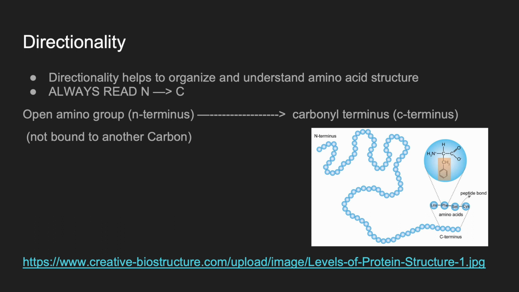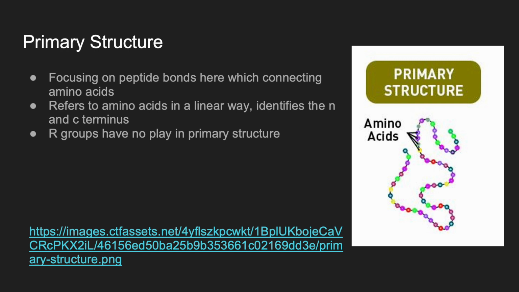The C-terminus is the carbonyl terminus. In this image on the right, you can see up on the left of it the N-terminus is free. On the lower right of the image, you have the C-terminus, which is represented by the carbonyl. You will always read proteins N to C. This is important. There are 4 basic structures to protein.